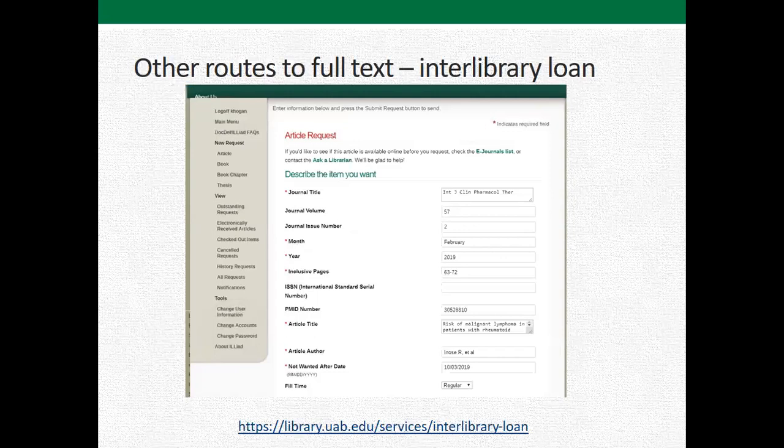Unfortunately, we can't subscribe to everything as much as we'd like to. So in some cases, if we don't have the full text for you, you can make use of our interlibrary loan service, which is a free service to you. It's very quick, usually 24 hours or so. You put in your information about your article or book chapter or whatever you want, and we'll get it for you in PDF format.